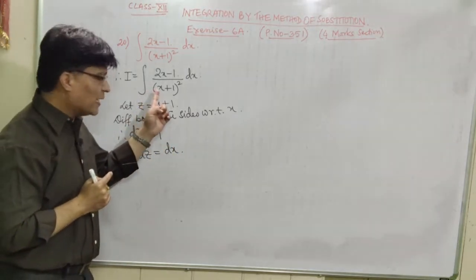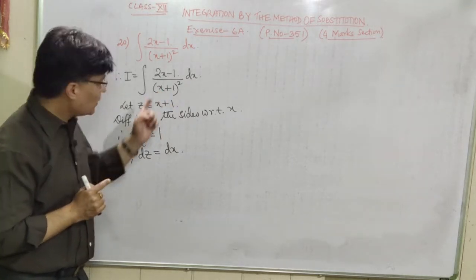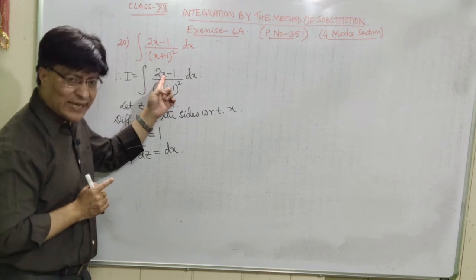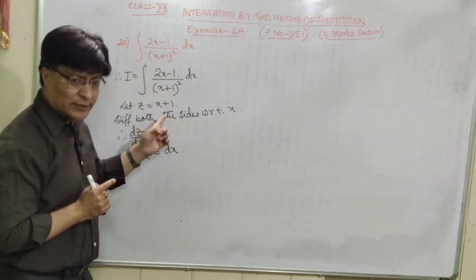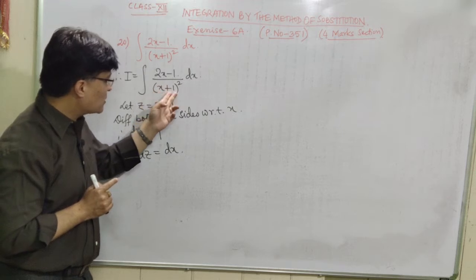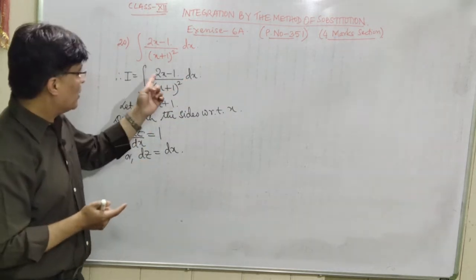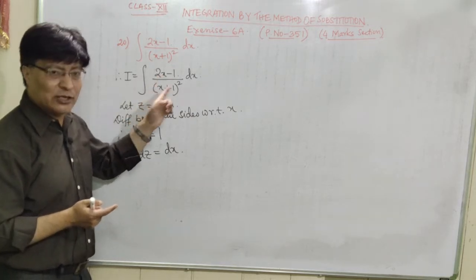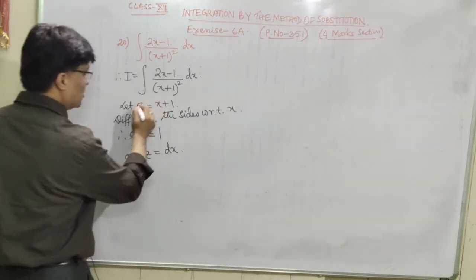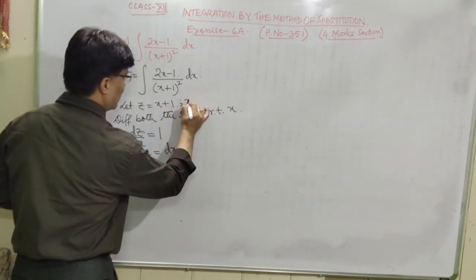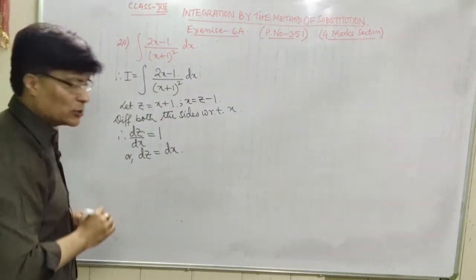In this case we have put x plus 1 as z. But again here there is x in the numerator. So you can express this x in terms of z. If x plus 1 and dx are expressed in terms of z and dz, you have to express this x in terms of z also, which is in the numerator. So from here you can get the value for x. What is the value for x from here? It is z minus 1. So x is equal to z minus 1, right?